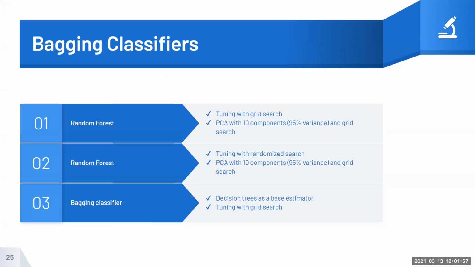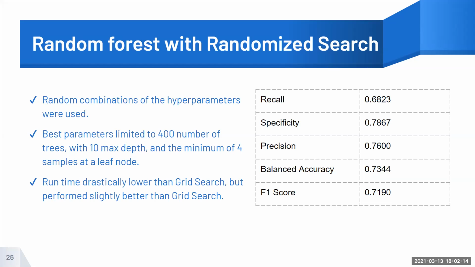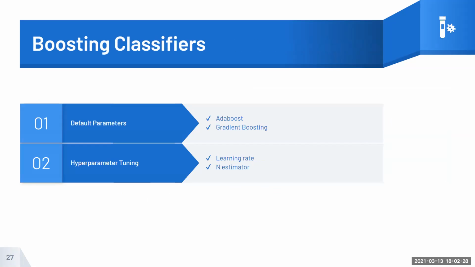We also compared bagging and boosting classifiers. For the bagging classifier, we specifically passed a grid search and randomized search for random forest, and a bagging classifier with decision trees as the base estimator. Out of these bagging classifiers, we get the randomized search for random forest as the best parameters and achieve better results. The runtime is drastically lower than grid search, and it performed slightly better than the grid search. And we also compared boosting classifiers using AdaBoost and gradient boosting, with hyperparameter tuning parameters passing learning rate and number of estimators.